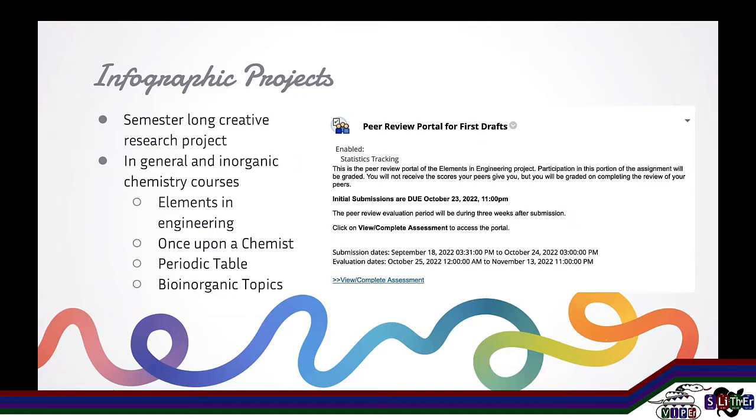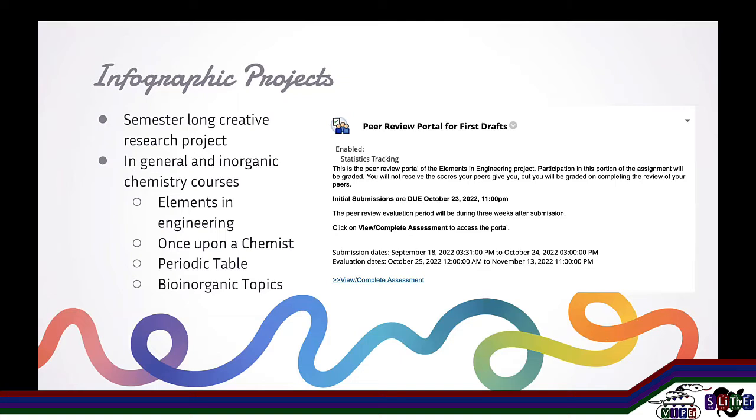I'll show you all a timeline for these projects in a little bit, but the peer review, essentially, is the self and peer assessment in Blackboard. This portal can be a little uncomfortable the first time you try to set it up. But once you figure out how it needs to look, it's not too difficult. And this is actually a screenshot of one of the ones from this semester.